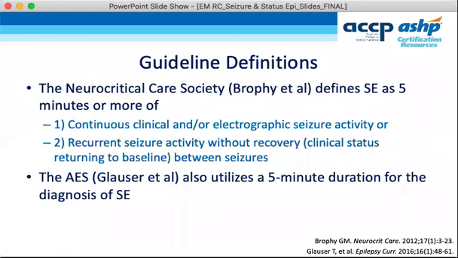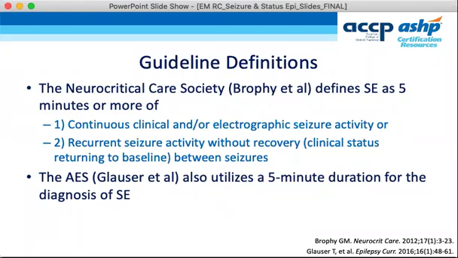So let's take a look at our guideline definitions. First, starting off, we have the Neurocritical Care Society by Brophy et al. Defines status as 5 minutes or more of continuous clinical and/or electrographic seizure activity, or recurrent seizure activity without recovery, the patient's clinical status returning to baseline between seizures.